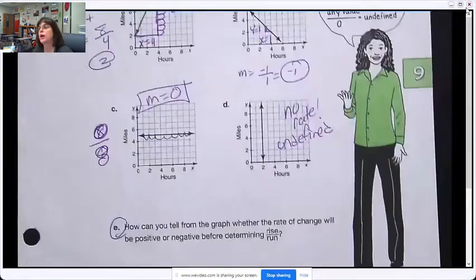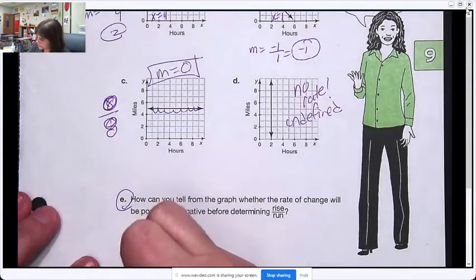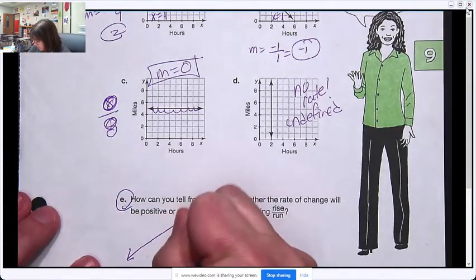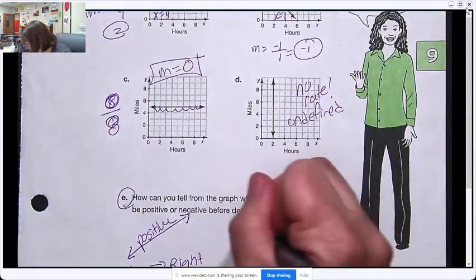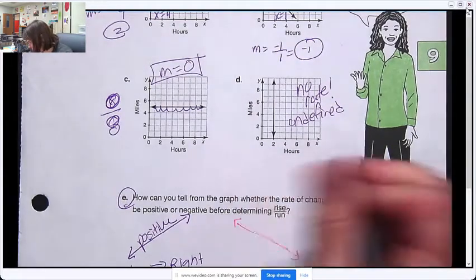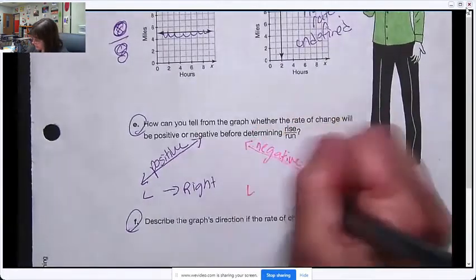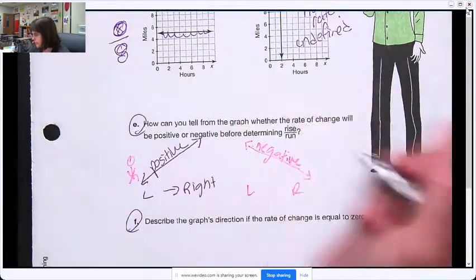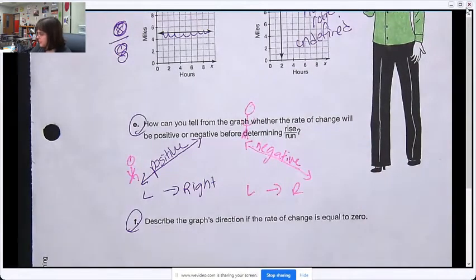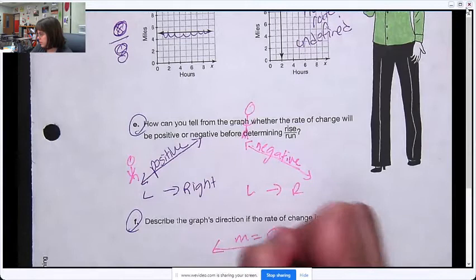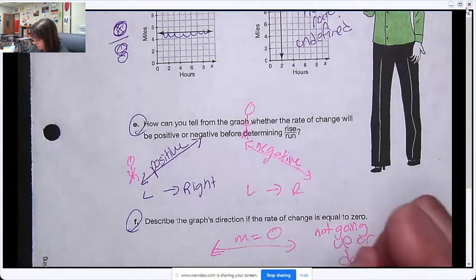Then how can you tell if a graph is going to be positive or negative before determining the rate? If you're looking left to right, this is positive slope. And if you're looking down, this is going to be negative slope. Think about your little guys climbing up on the left. You go to the left side here, draw your little guy on top, and he's sliding down. Okay, if it's equal to 0, it looks like that. It's not going up or down.